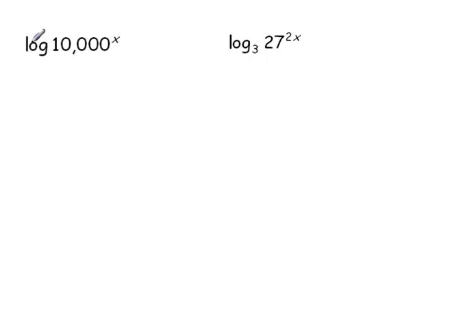Now remember, when you have just a log without a base, that's like having log base 10. So I'm going to change 10,000 to 10 cubed. And then since that has an exponent of x, I'm going to combine those. So I've got 3x as my exponent. Now since this is a log with base 10, a common log, that will cancel out with a base of 10 here, leaving me with 3x.